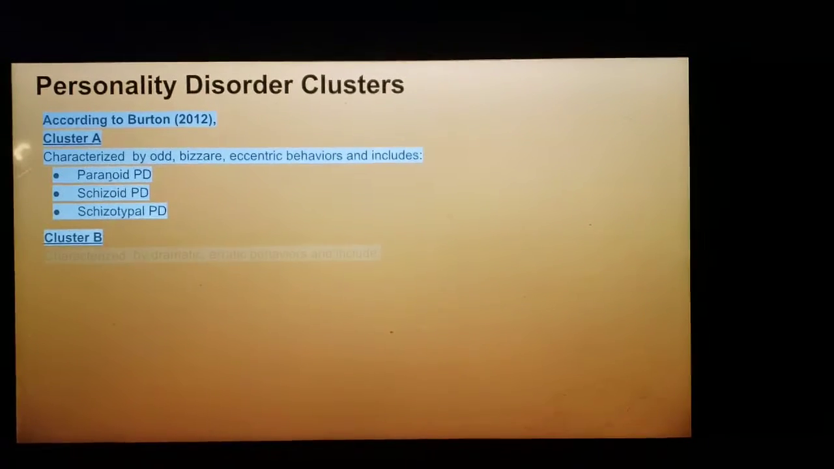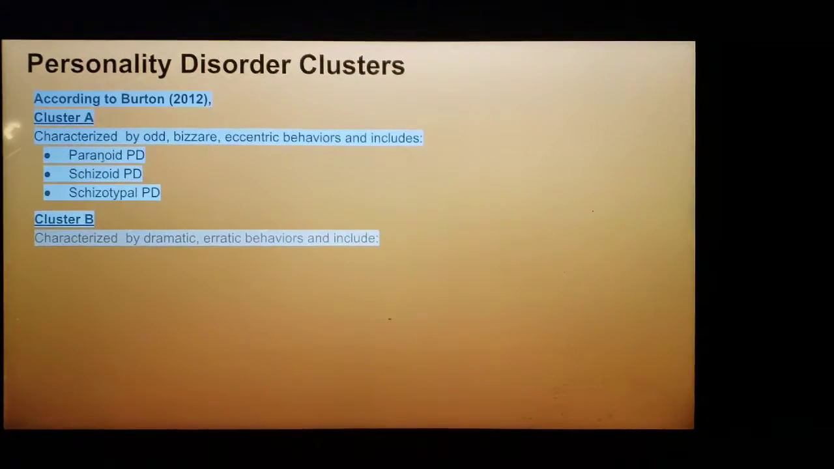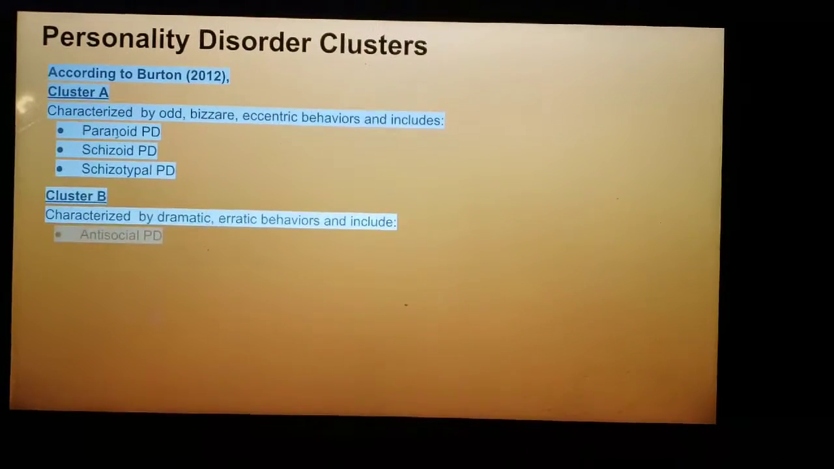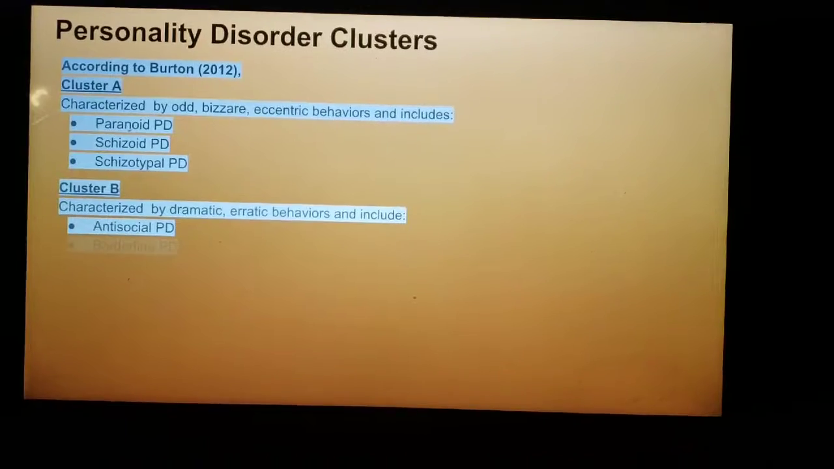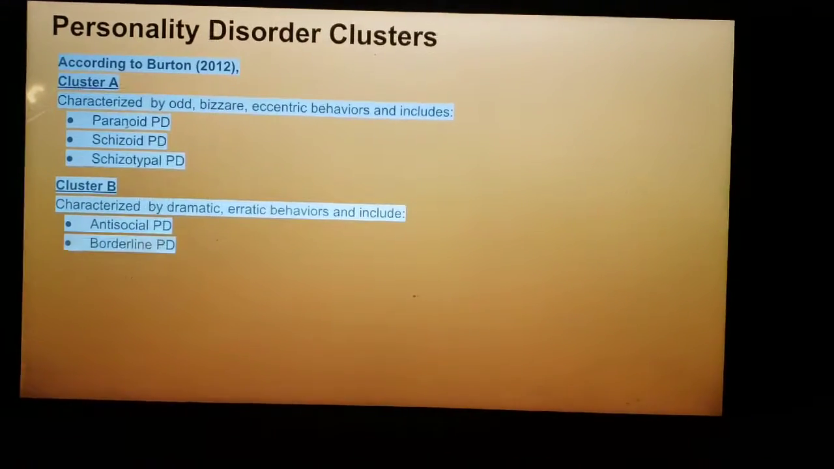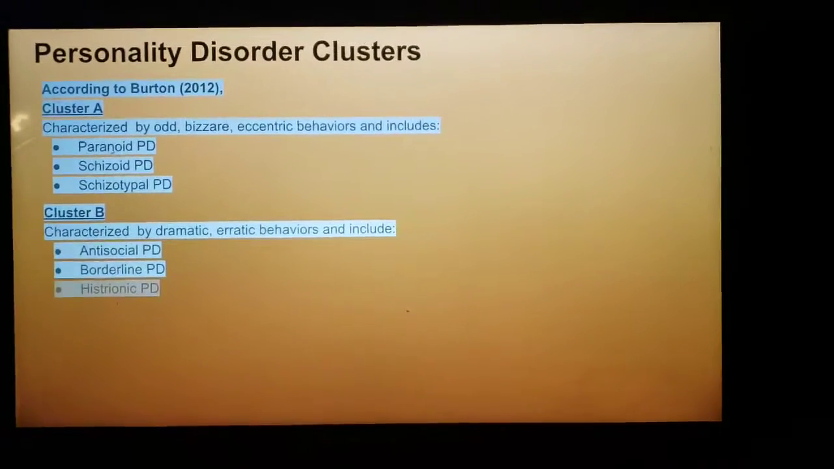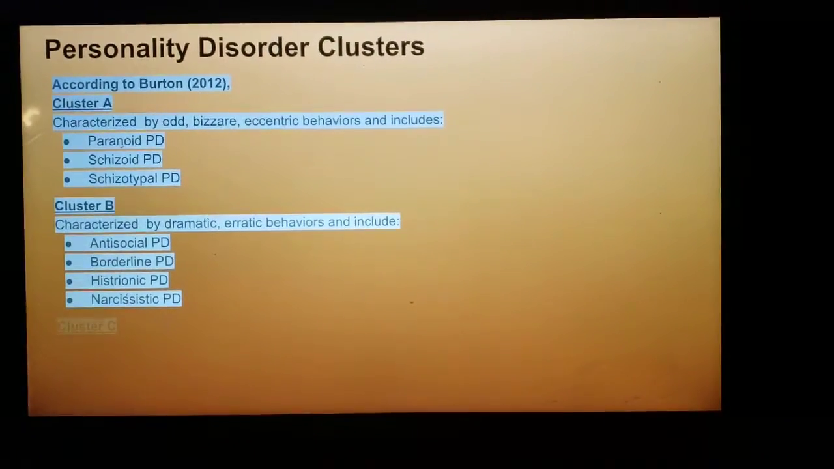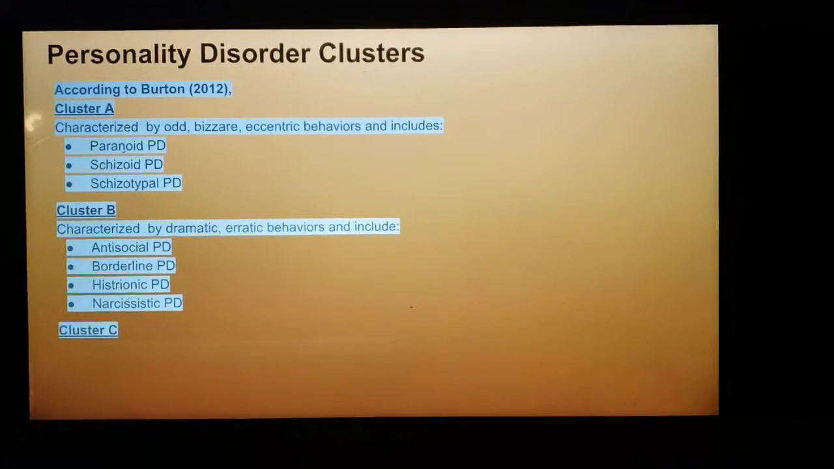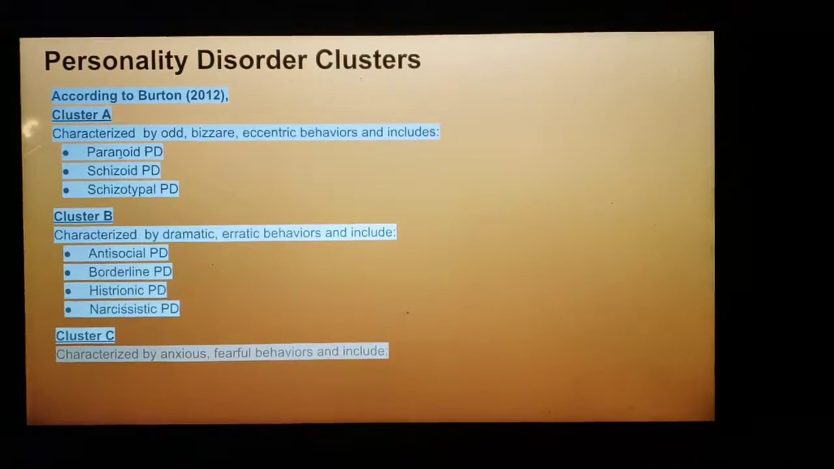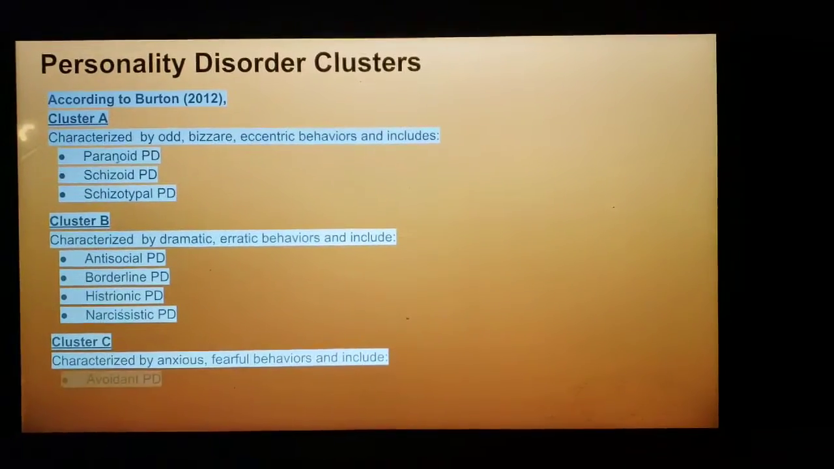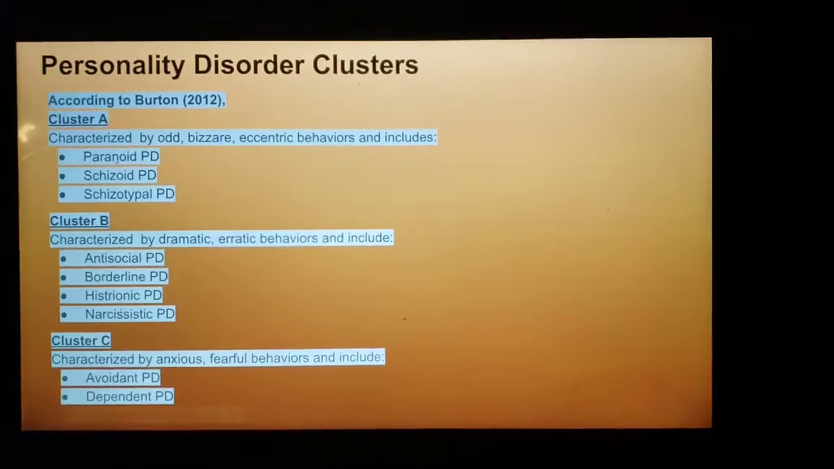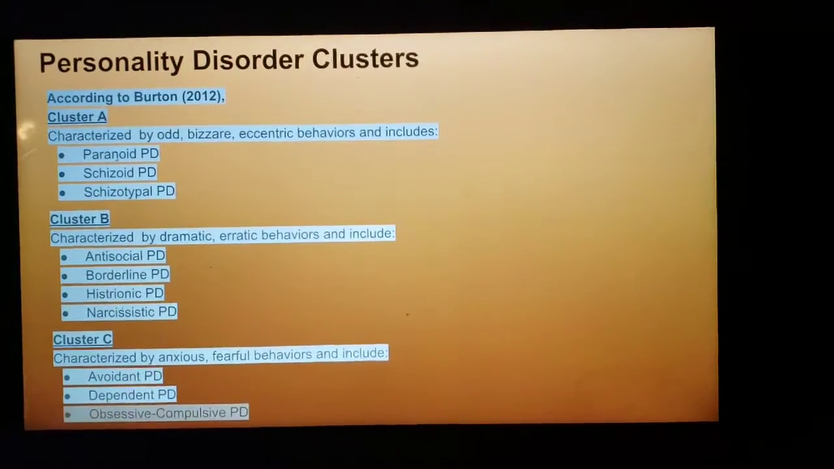Cluster B is characterized by dramatic, erratic behaviors and include antisocial PD, borderline PD, histrionic PD, and narcissistic PD. Cluster C is characterized by anxious, fearful behaviors and include avoidant PD, dependent PD, and obsessive-compulsive PD.